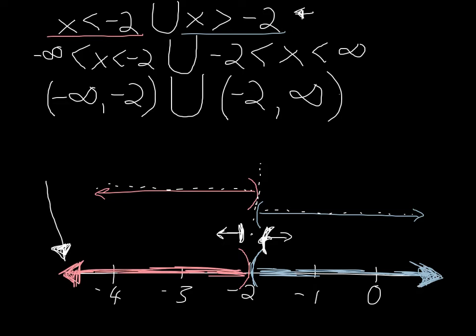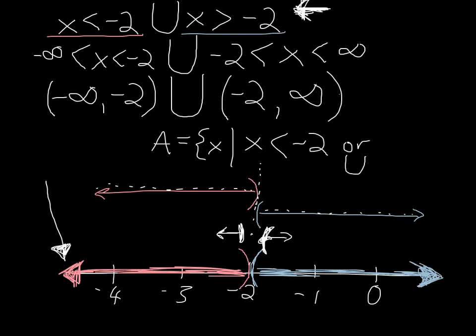For set notation, we're just going to copy everything up here into our notation again. So A equals x such that x is less than negative 2. And here you can say union, or you can say or. Either way works. X is greater than negative 2.